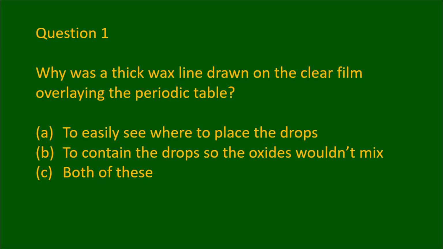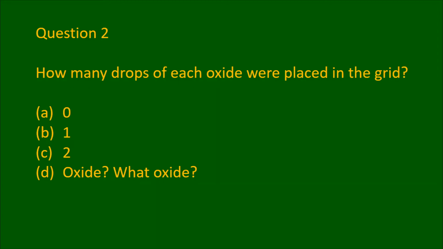Question 1. Why was a thick wax line drawn on the clear film overlaying the periodic table? A. To easily see where to place the drops. B. To contain the drops so the oxides wouldn't mix. C. Both of these. Question 2. How many drops of each oxide were placed in the grid? A. 0. B. 1. C. 2. D. Oxide. What oxide?